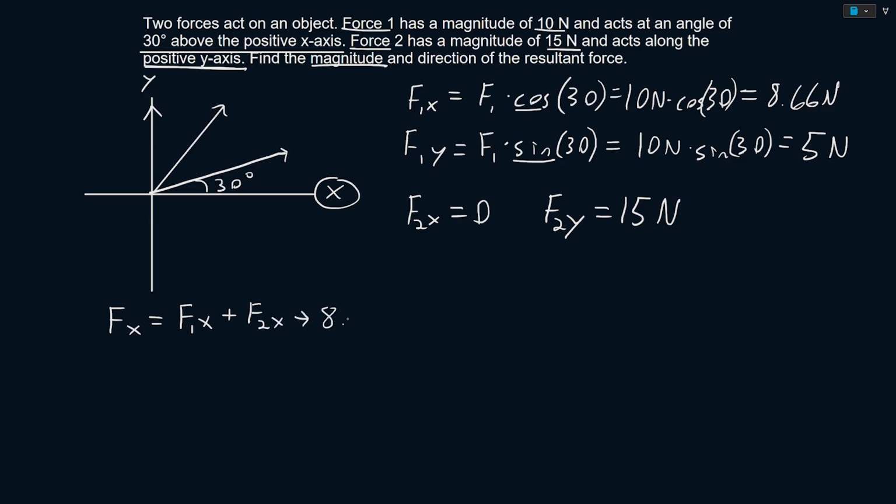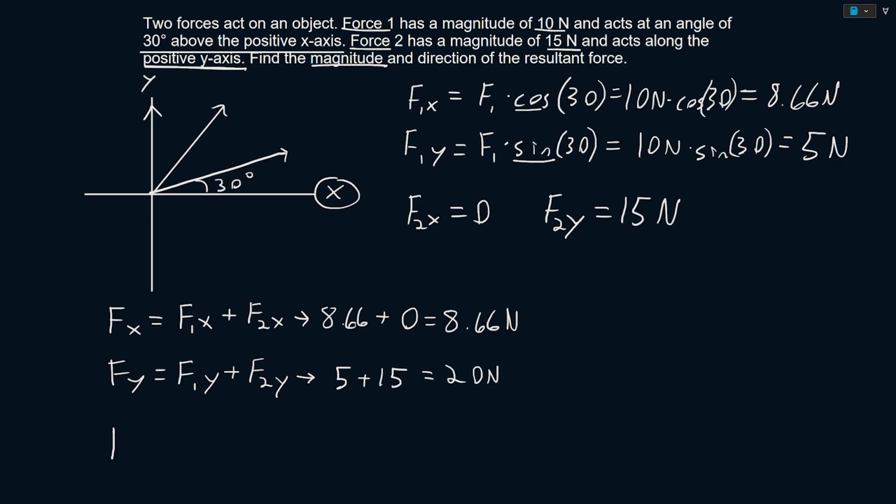This is equal to 8.66 plus 0, or just 8.66 newtons. The resultant y component is equal to the sum of the two y components of the forces. This is equal to 5 plus 15, which is equal to 20 newtons. And the magnitude of the resultant force is equal to the square root of the sum of the x and y components of the resultant force squared. Plugging in, we get the square root of 8.66 squared plus 20 squared.